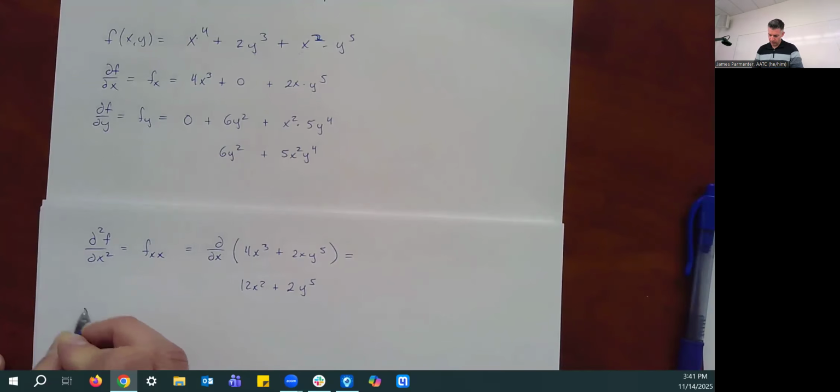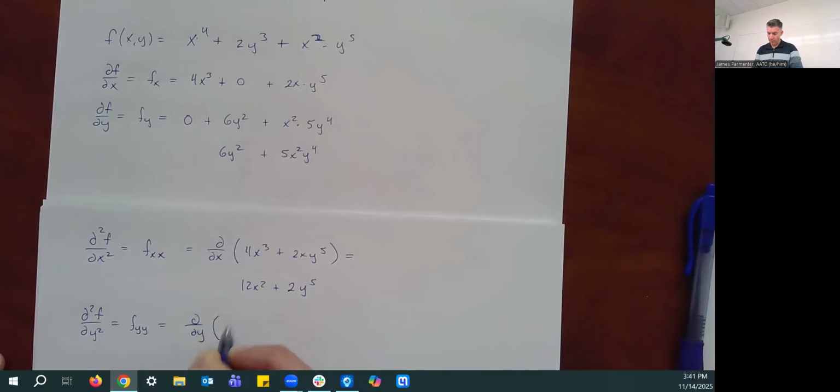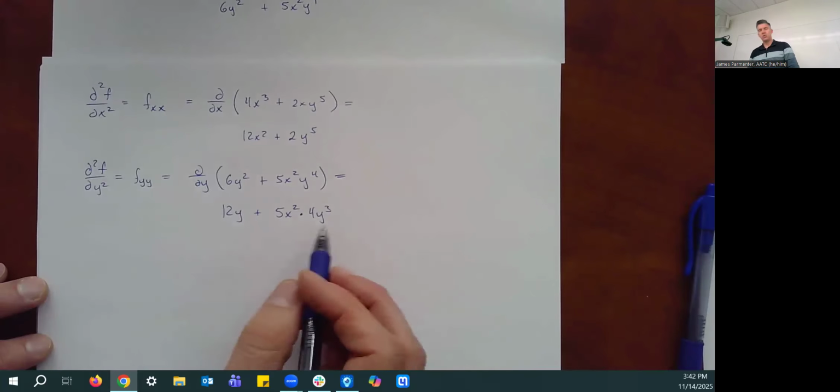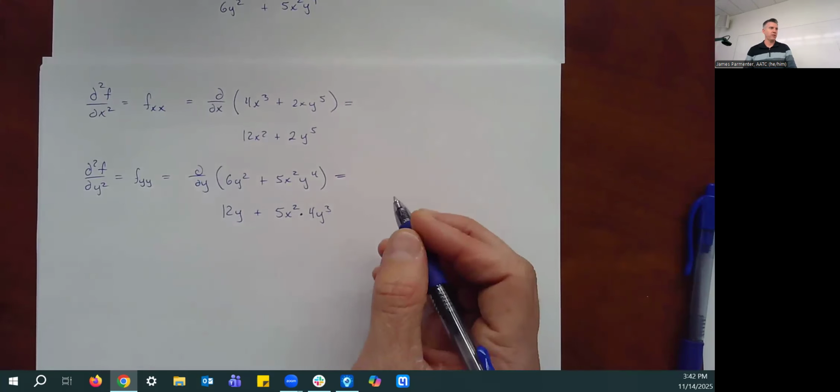Similarly, the second partial derivative with respect to y, del squared f del y squared, or f_yy, is the derivative with respect to y of our partial with respect to y, which was 6y squared plus 5x squared y to the fourth. Differentiating that, the derivative of 6y squared is 12y to the first. The derivative of this constant 5x squared times y to the fourth: the constant multiple hangs out, and the derivative of y to the fourth is 4y cubed. And then you should simplify that. I would write that as 20x squared y cubed.